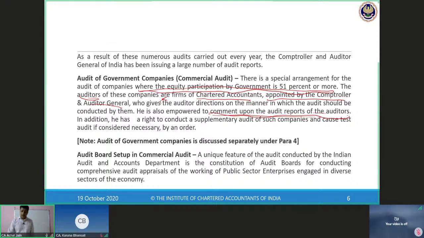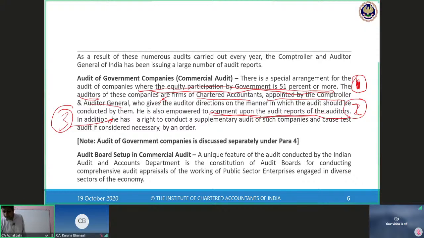So one is appointment. Number two is giving comments on this. Number three, CAG will also have the right to conduct a supplementary audit of such companies and cause a test audit if it considers that necessary. So over and above what would have been done, if CAG requires something more, then CAG can get that done by the same firm or by a different firm. This is one part which we will capture in more detail as we move forward, and this is the most important part around the audit of the PSUs.